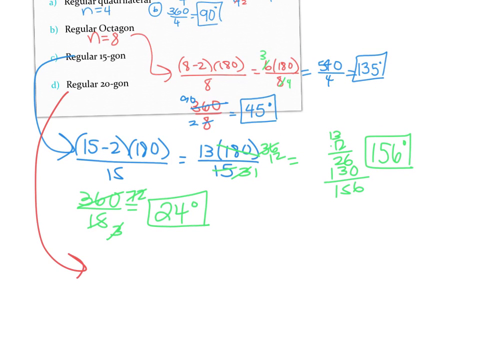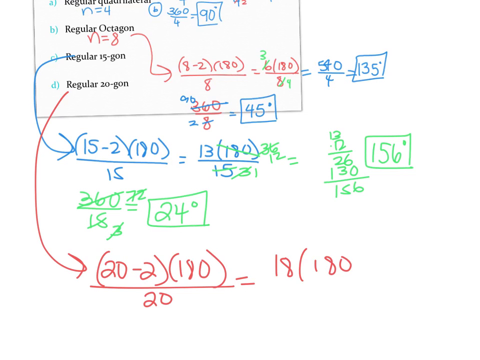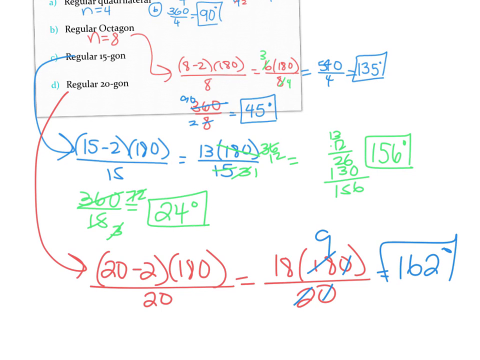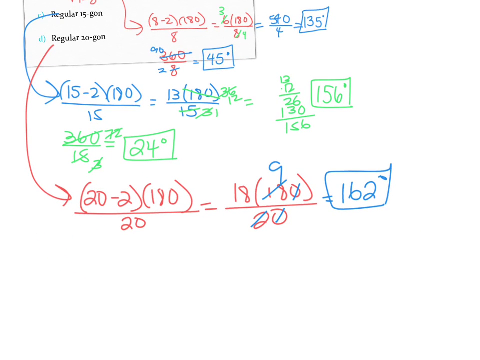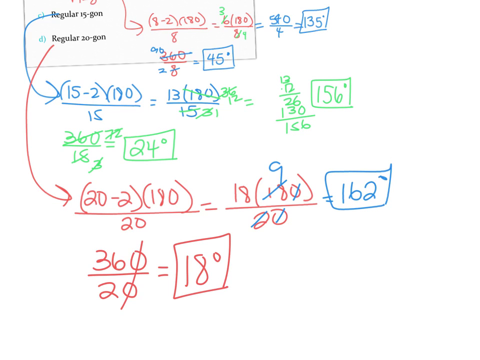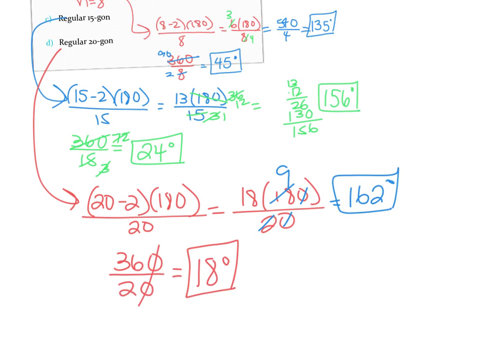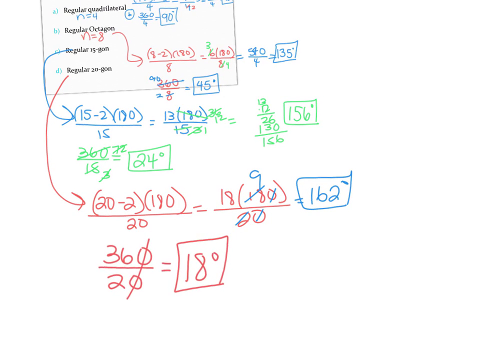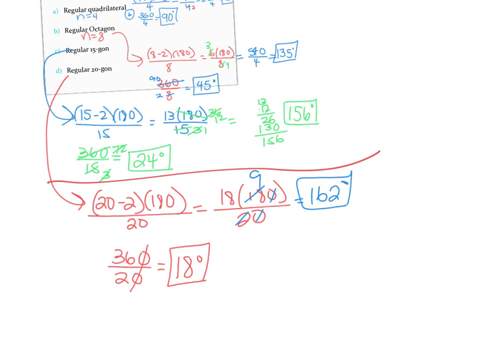And then the 20-gon. So 20 minus 2 times 180 over 20. 18 times 180 over 20. I can reduce this. 162. And then exterior 360 divided by 20, which is 18 degrees. Questions on any of those?